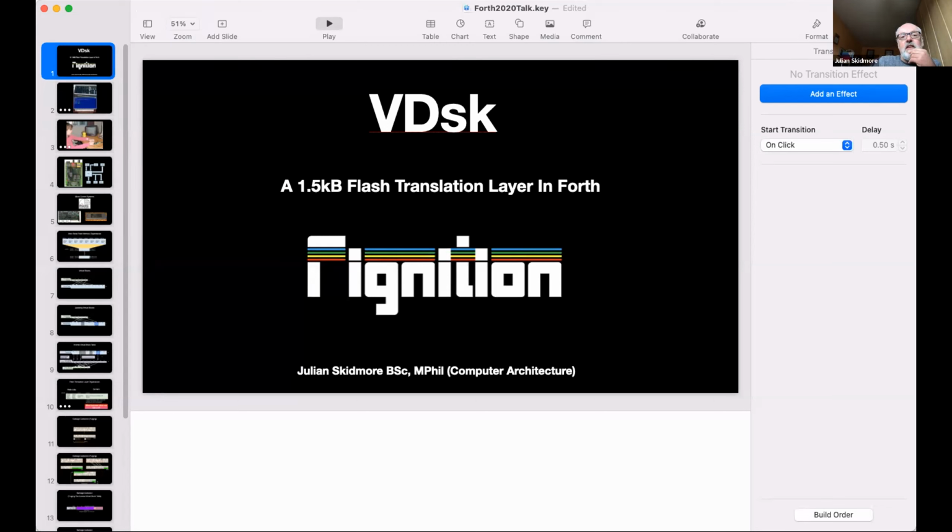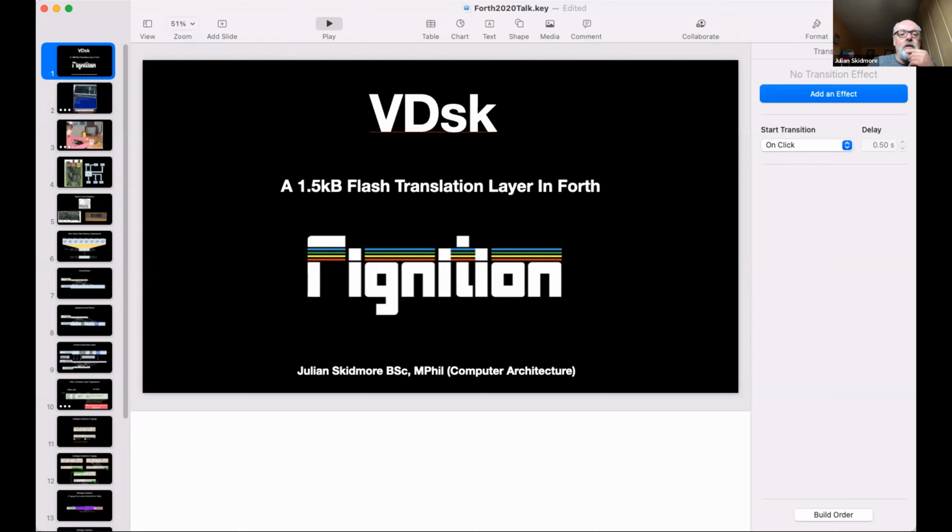So this is VDisk, a Flash translation layer in Forth for Fignition, and I'm Julian Skidmore. I got the usual stuff. And okay, so part of the introduction is like this. Sometimes it takes a long time to write software you always wanted to. So let's recap a bit.